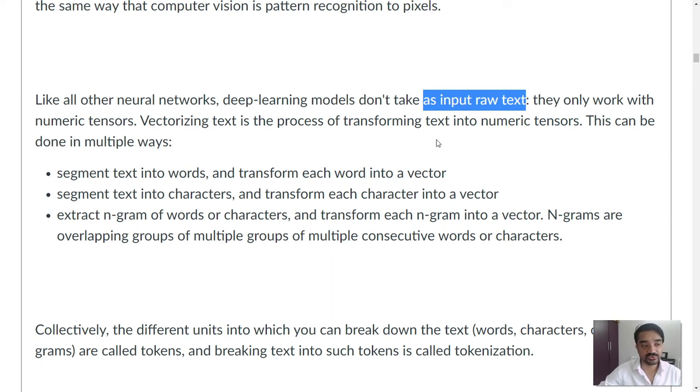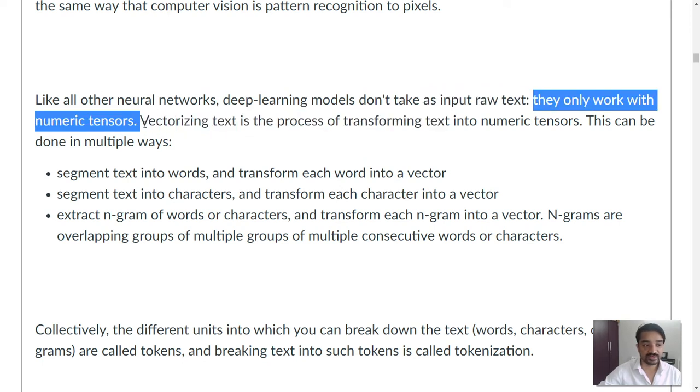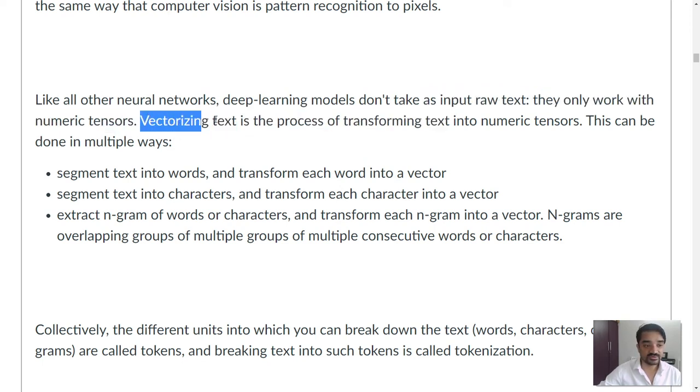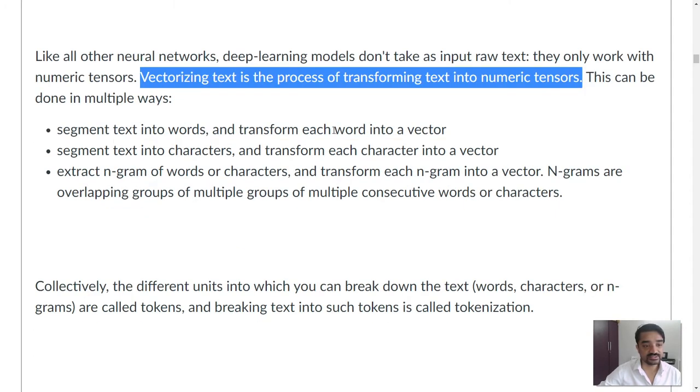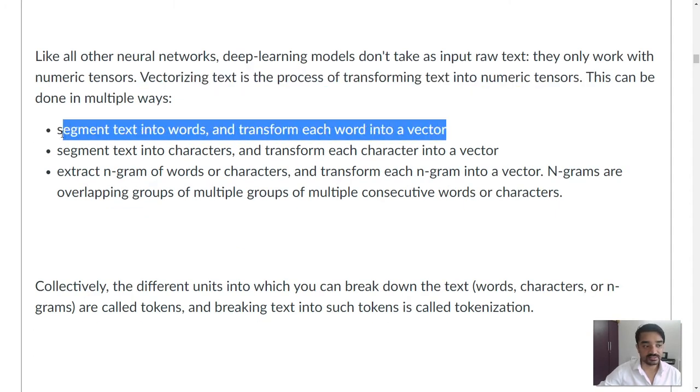So what we are going to do today is basically understand how we send text. Neural networks only work with numeric tensors. We know this part. So vectorizing text is the process of transforming text into numerical tensors, right? That is essentially what we're going to do today. Now, this can be done in multiple ways. Segment text into words and turn each word into a vector. This is one of the most followed approaches.